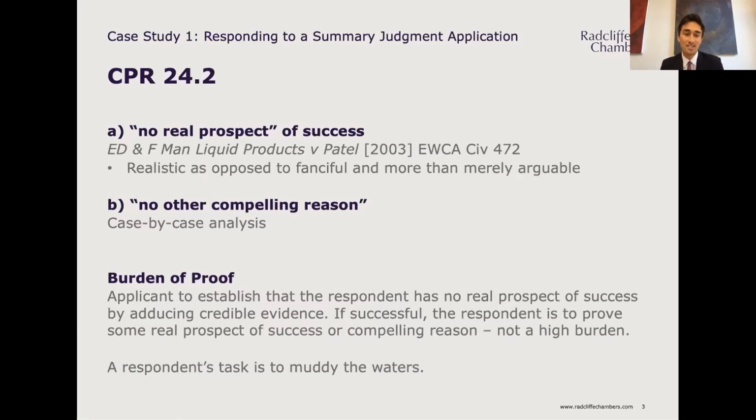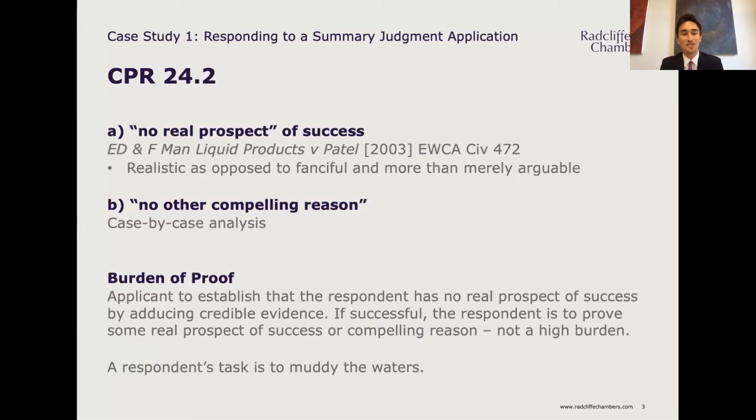The first is that the claimant has no real prospect of success on the claim or issue, or alternatively that the defendant has no real prospect of successfully defending the claim, depending on who, of course, is applying for summary judgment. And the second is that there is no other compelling reason why the claim or the case or issue, I beg your pardon, should be disposed of at trial. Now, what do those two things mean?